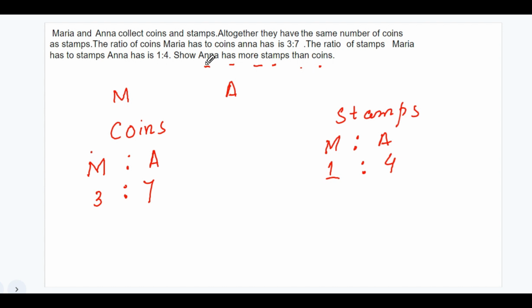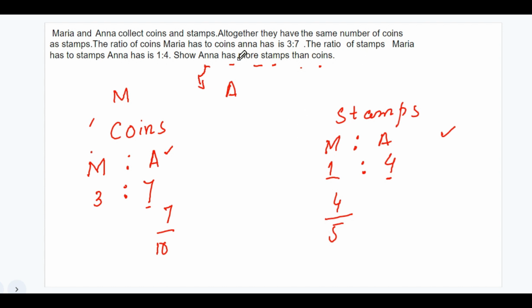What do we mean by this? It means we need to find Anna's ratios. So we can go into coins first, then we can find the fraction of stamps. What is the fraction of coins Anna has? Anna has 7 out of 10 coins. Now look at here, how many stamps she has: 4 out of 5.